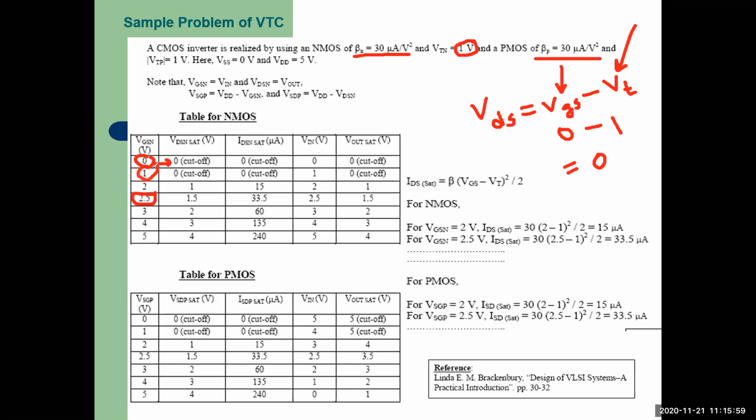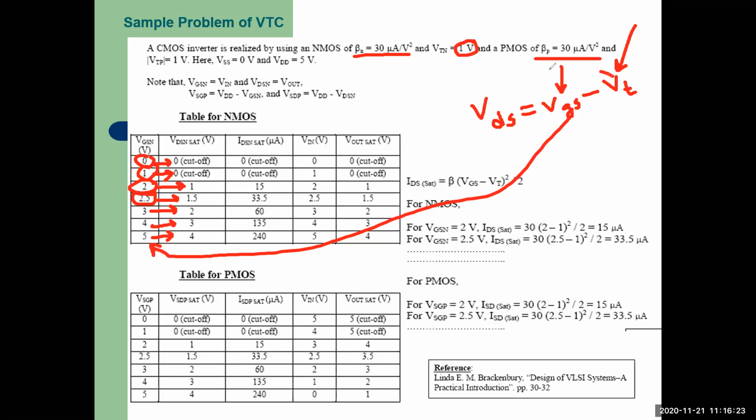1 minus 1 is equal to 0. 2 minus 1 is 1. 2.5 minus 1 is 1.5. 3 minus 1 is 2. For 4, it is 3. For 5, it is 4. So what is this? This VGS? These VGS are actually these values.